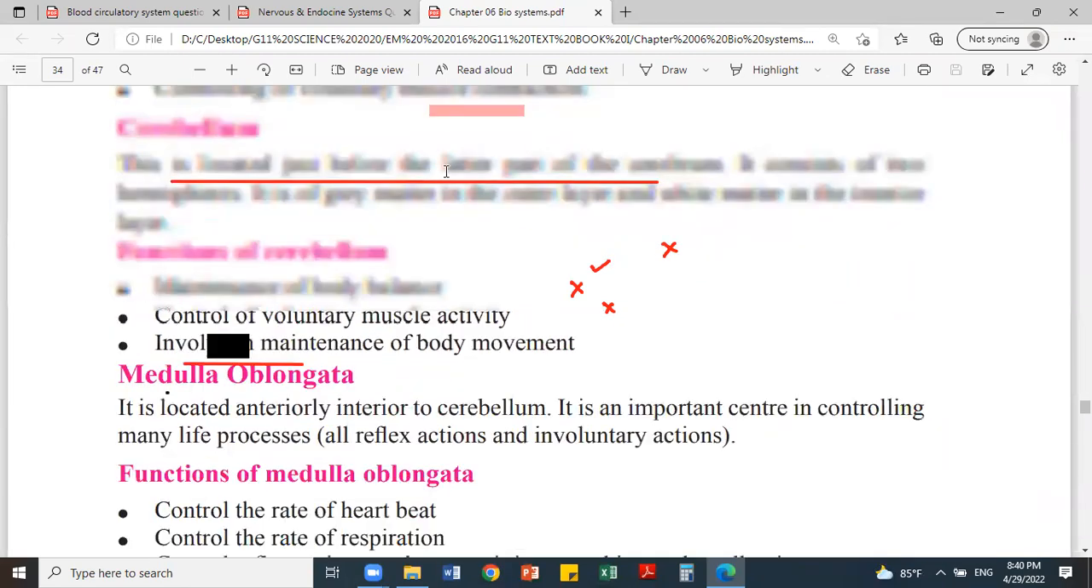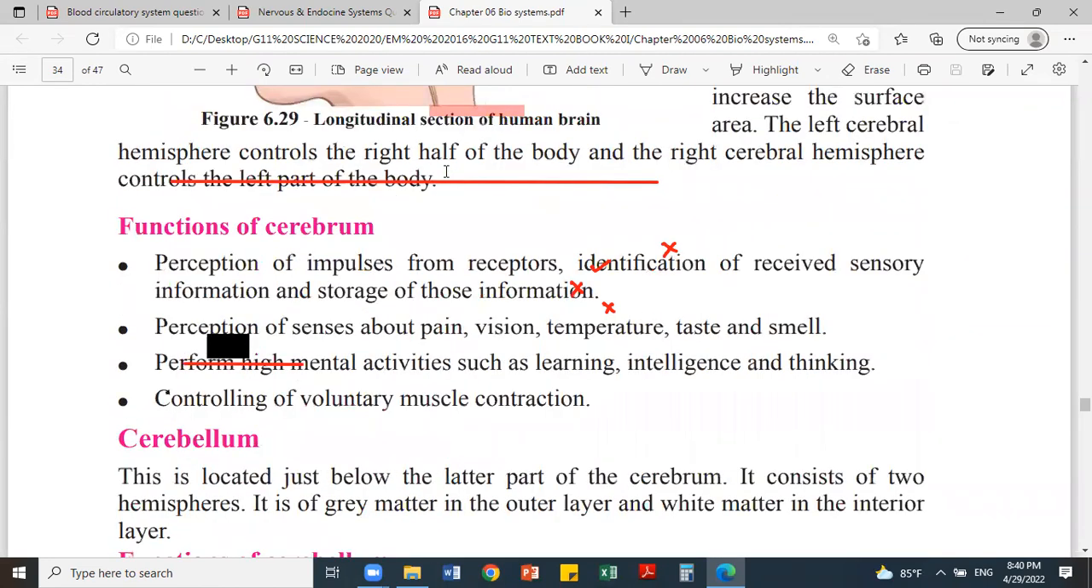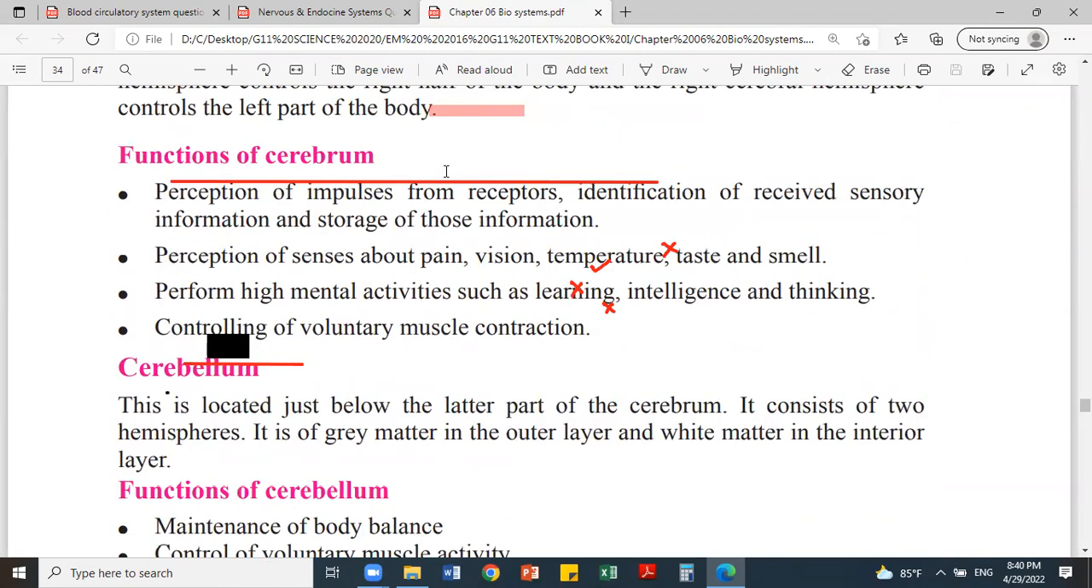The cerebrum, you can see the functions. Your tongue, ears, eyes, all under the control of the cerebrum, because skin, pain, touch, pressure, your vision, speech, right? All this is under this part, the cerebrum. All the sensory organs are under the control of the cerebrum. Easy method, remember.